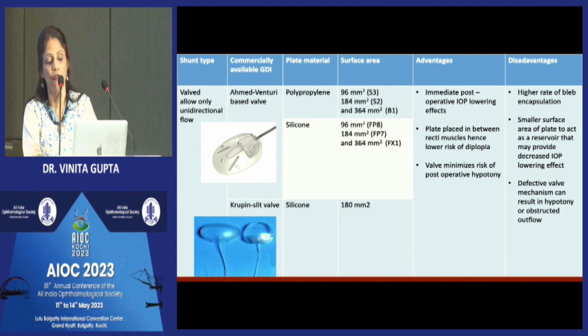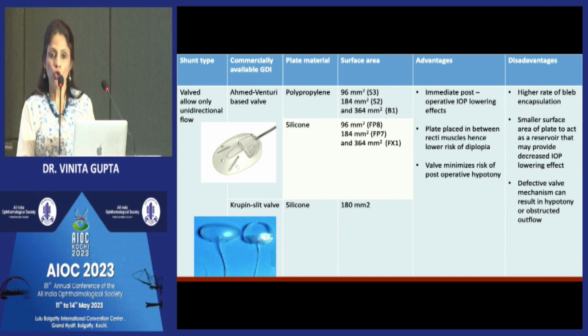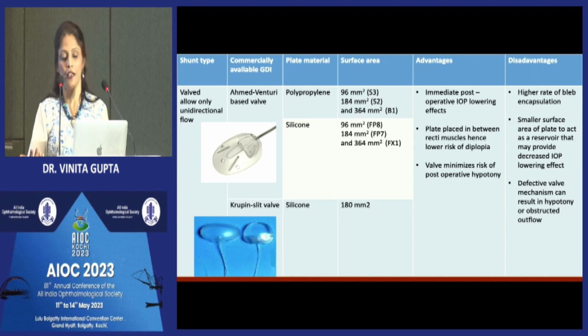where the prototype is the Ahmed valve, or the Krupin valve is the other type. Basically, again, silicone or polypropylene is the basic material. The advantage is that immediate post-op lowering of the IOP can occur as soon as the surgery is done, and they are placed in between the recti, so they do not cause much restriction of the muscles, and postoperative diplopia is not there. And obviously, the risk of immediate postoperative hypotony is also not there, because of the regulated flow occurring because of the unidirectional valve functioning. Although they have the disadvantage that there may be a high rate of bleb encapsulation leading to a late rise in the IOP.